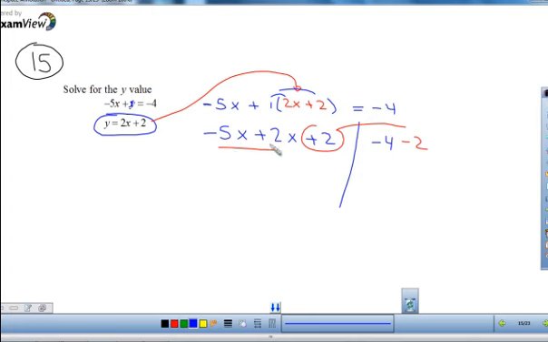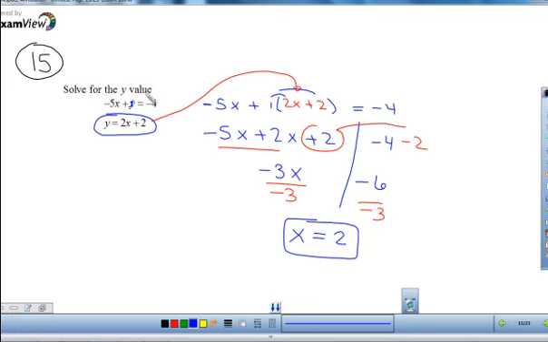So negative 5x plus 2x are different signs, so we're going to subtract, keep the sign of the larger number. Negative 4 minus 2, negative 6, same sign, we add and keep. Divide by negative 3. Okay, so x turns out to be negative 6 divided by negative 3, which is positive 2.